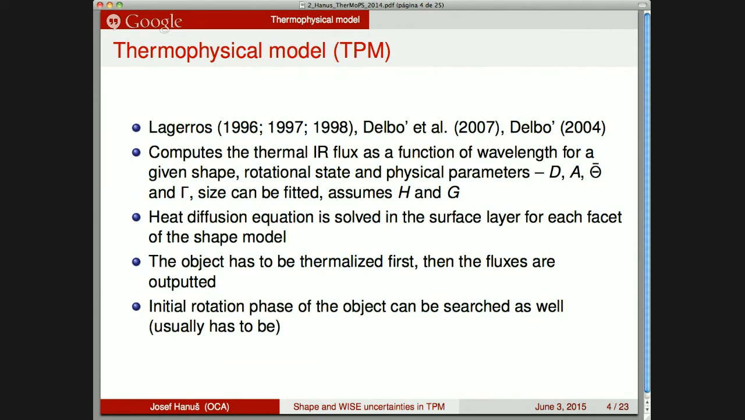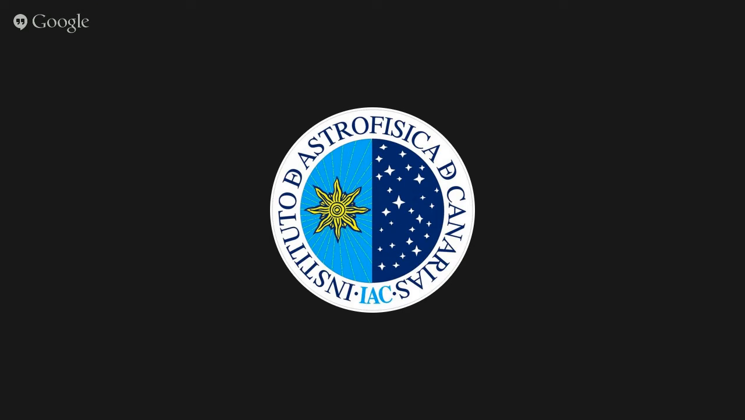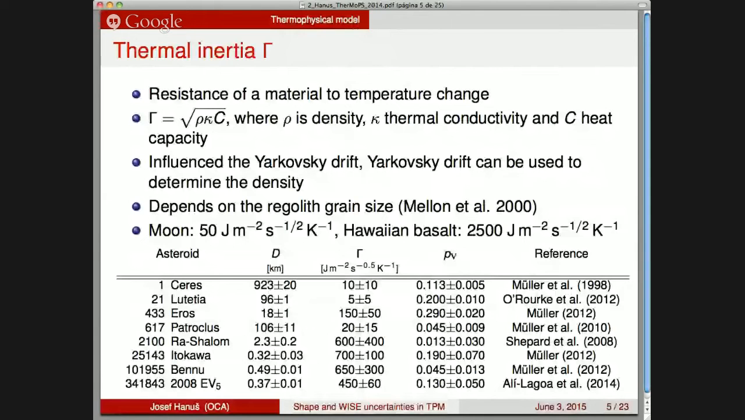There are two main thermophysical properties. One is thermal inertia, which is briefly the combination of density, thermal conductivity, and heat capacity. It has many useful implications for the Yarkovsky effect, and it tells us something about the regolith grain size. Typical values are very small for big asteroids, Trojans and TNOs, and they are much larger for smaller asteroids. There is not much known about the middle-sized asteroids.